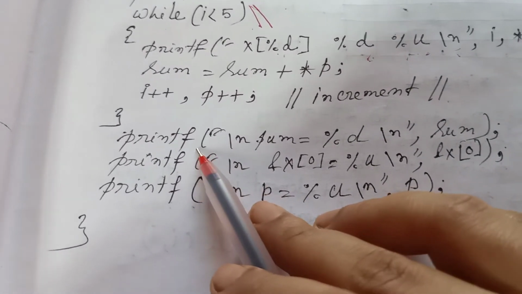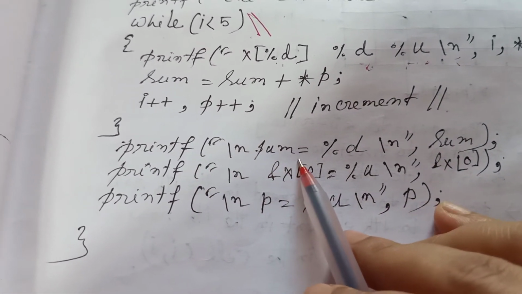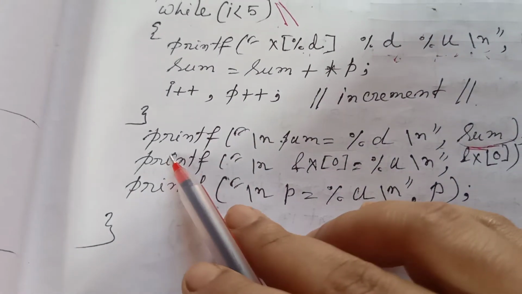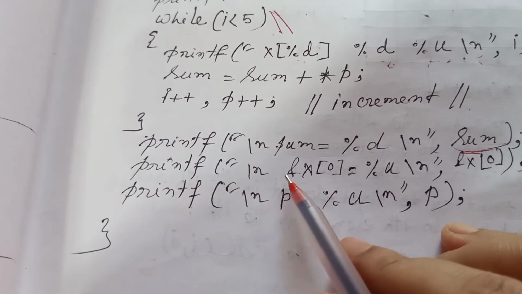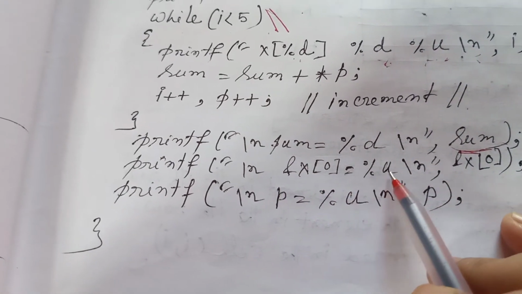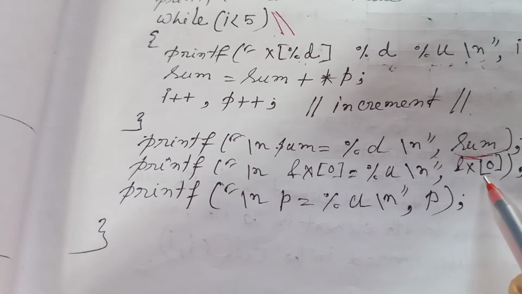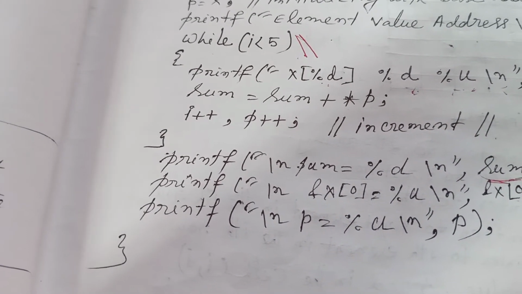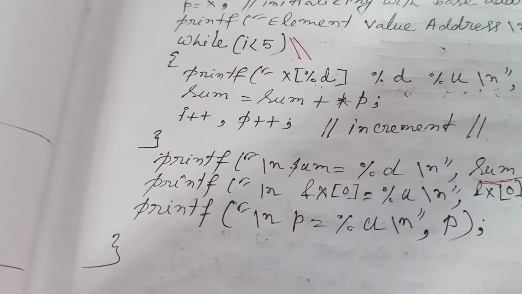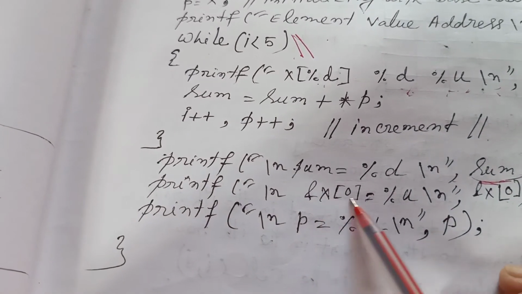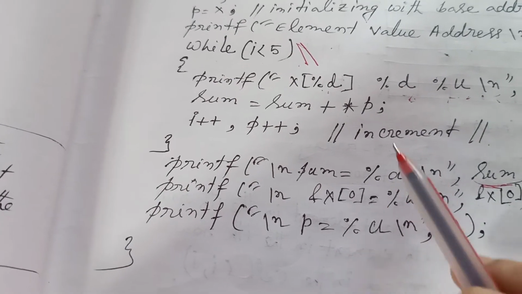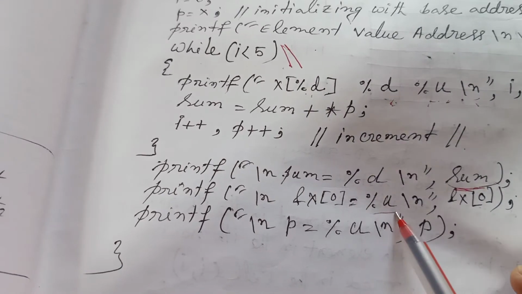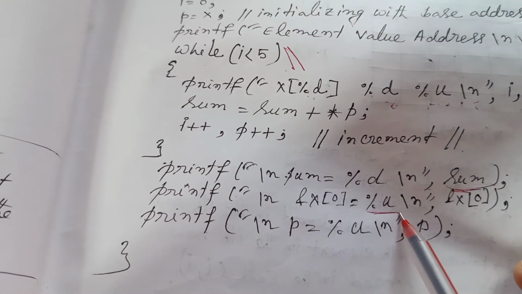Now printf sum = %d, so it displays the sum. Next printf is &x[0] = %u, so &x[0]. So for index value starting with 0, the element of the one-dimensional array shows the address of it.